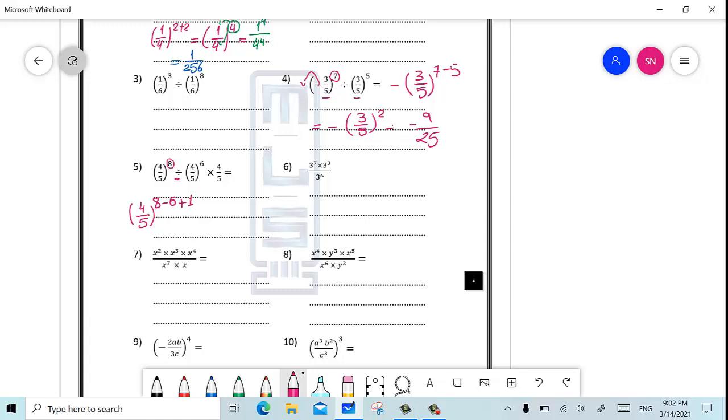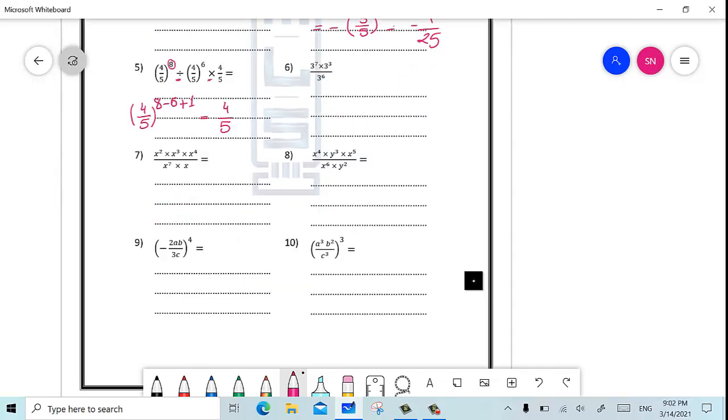8, and I'm going to divide, so 8 minus 6, and then I'm going to multiply, so plus 1. And this is going to equal 4/5 to the power of 1, and I don't write the power when it is 1, so it's only 4/5.